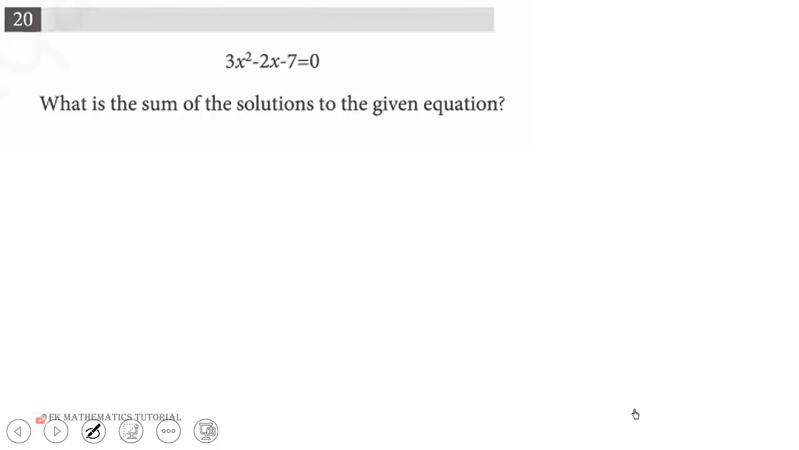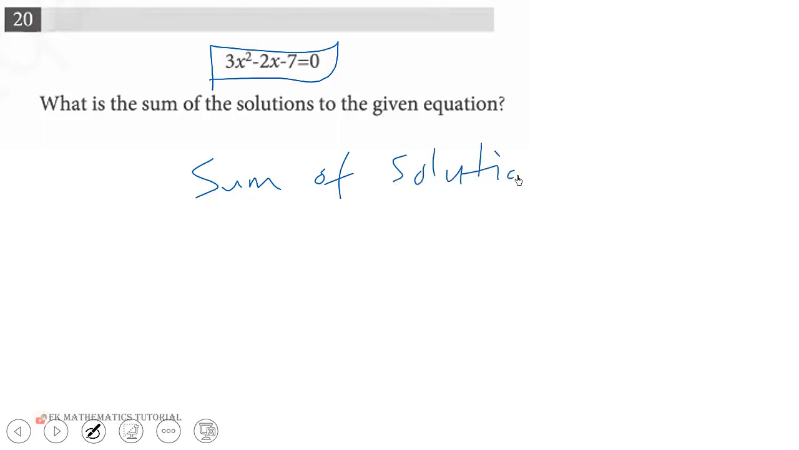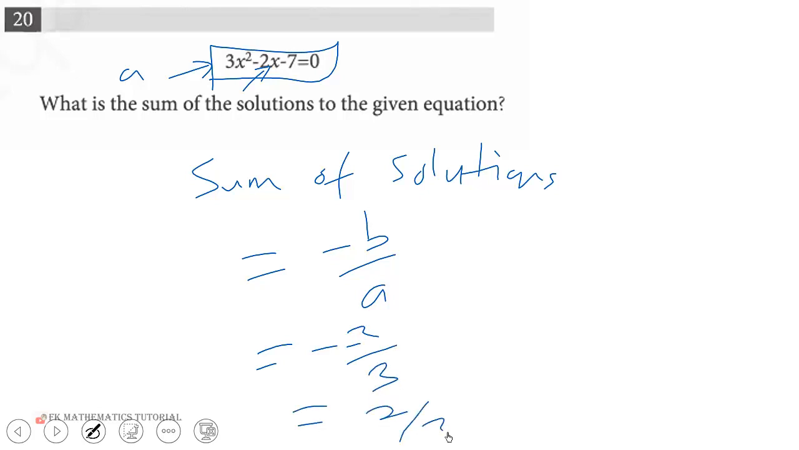Now question number 20. What is the sum of the solutions to the given equation? One interesting thing is that the sum of the solutions of this quadratic equation can be found without solving the equation. The sum of solutions is given by minus b over a. So the a here is 3, the b here is negative 2, and the c is negative 7. So that will be negative of negative 2 over a, which is 3. So that will be 2 over 3.